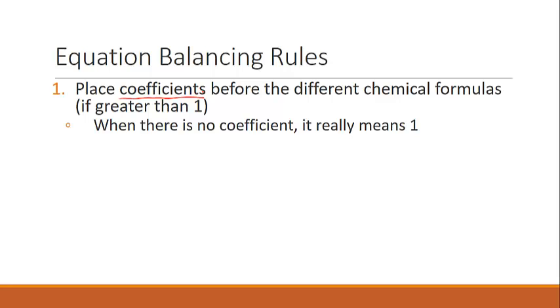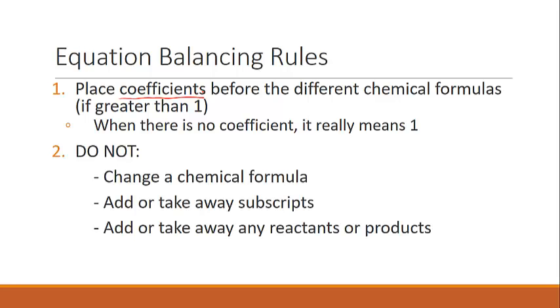When there is no coefficient, that means that we have just one of that substance. For me, I am okay with leaving it blank or putting a 1. There are a number of things that we are not allowed to do. So number 1, that is the only thing we're allowed to do. We are allowed to place coefficients. We're not allowed to do anything else. So you can't change a chemical formula, you can't take away or add subscripts within a formula, and you can't take away reactants or products. All of these things, if you attempted to do that, would then change the meaning of the chemical reaction itself. And so it would no longer represent the reaction you are trying to write.